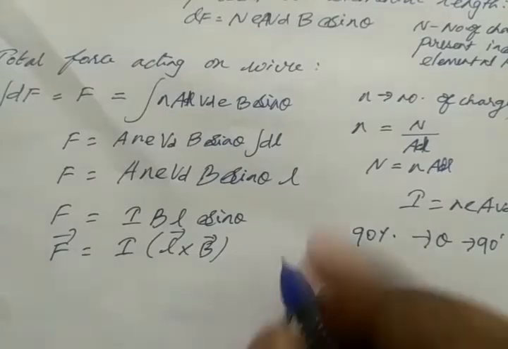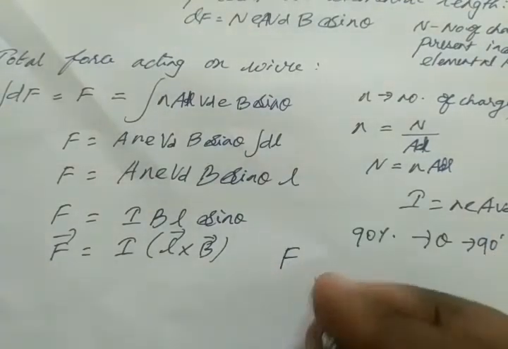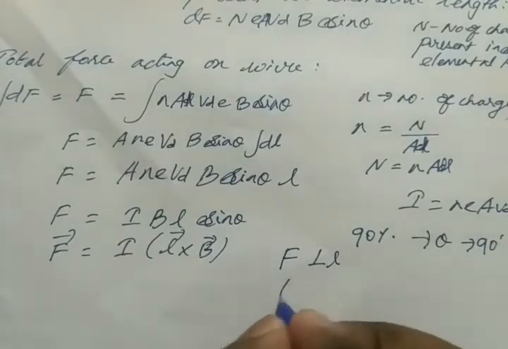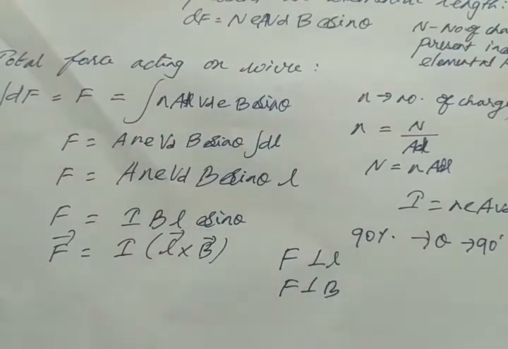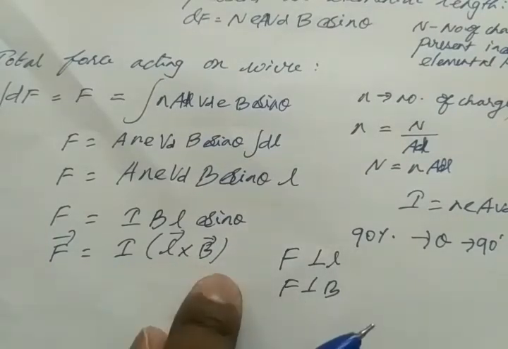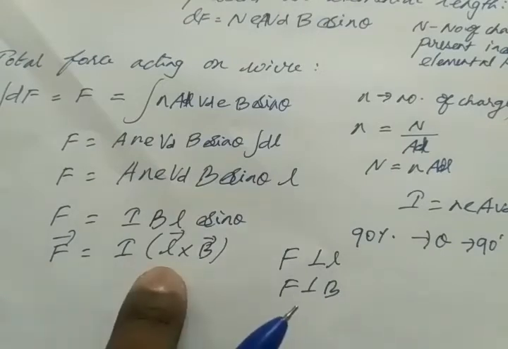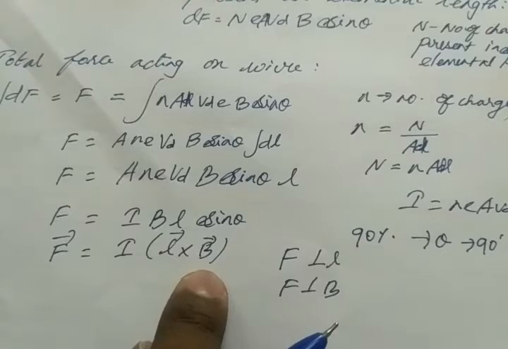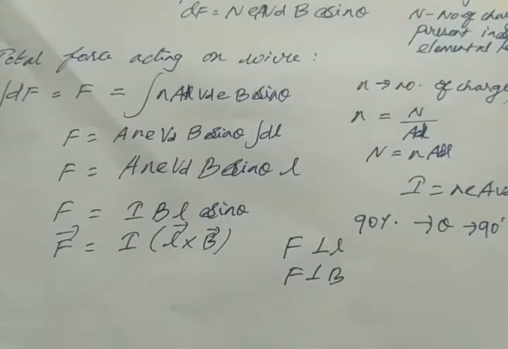So from this derivation we can further say our magnetic force should be perpendicular to L, and our magnetic force should be perpendicular to B. Similarly, F equal to Q V cross B, where we studied F perpendicular to V and F perpendicular to B. Similarly, F equal to I L cross B. Here force must be perpendicular to the length element and perpendicular to the magnetic field. Clear? So we will solve the problems.